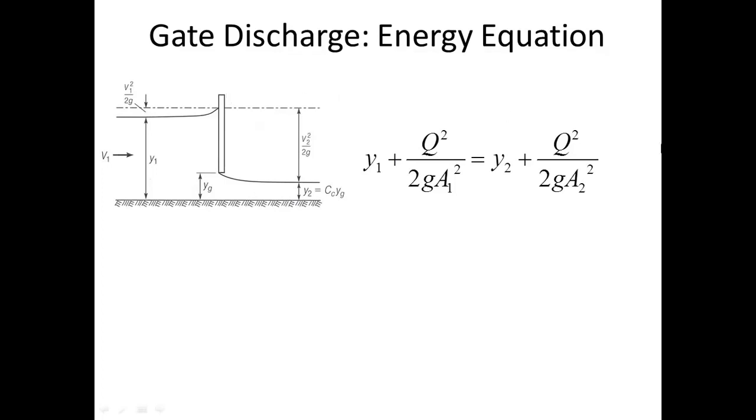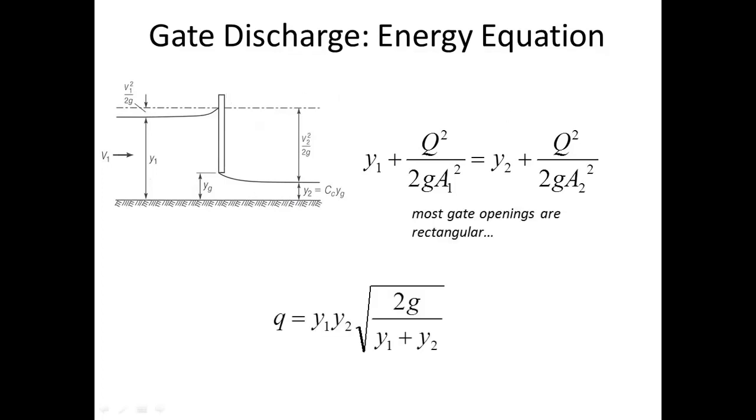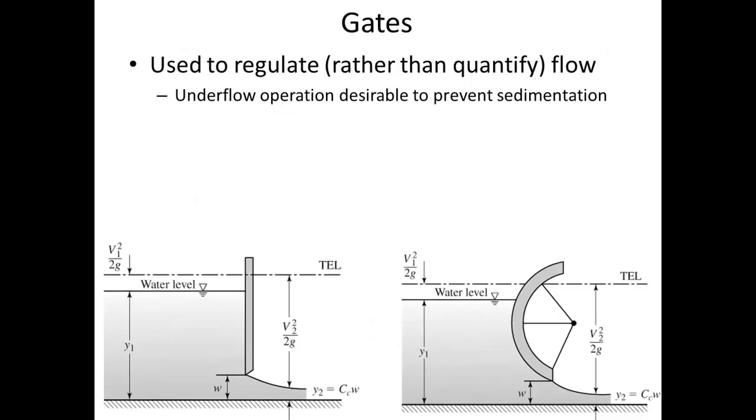So the energy at 1 is equal to the energy at 2. And if we rearrange that expression, we can calculate the flow per unit width for this channel or a rectangular gate in terms of the two depths, the upstream depth y1 and the downstream depth after contraction y2. So the flow per unit width. We can quantify the discharge through the gate. The coefficient of contraction usually varies from 0.59 to 0.62. And here are a couple of different illustrations of a rectangular gate and that curved gate that comes from the earlier photo.